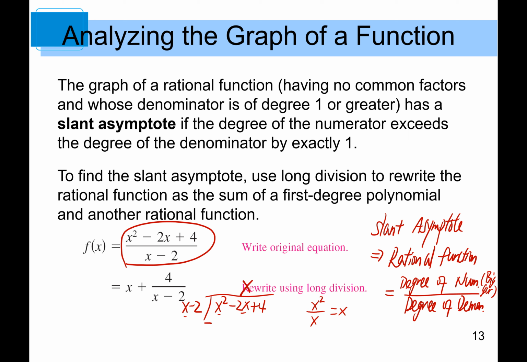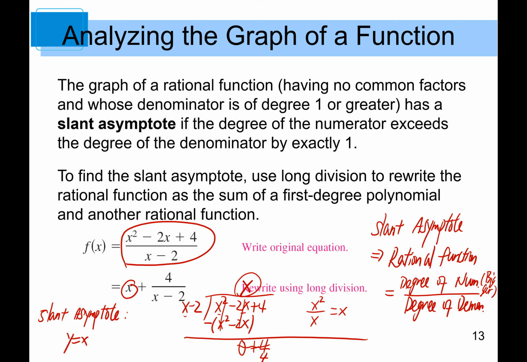Then after that, you subtract: x times x is x squared, x times negative 2 is negative 2x. As you can see, these two are exactly the same, so you cancel that, end up with 0. And carry down the 4. So eventually, you just end up with a remainder of 4. So in this case, the slant asymptote will be y equals x. The quotient is the slant asymptote. So the slant asymptote for this example is y equals x.